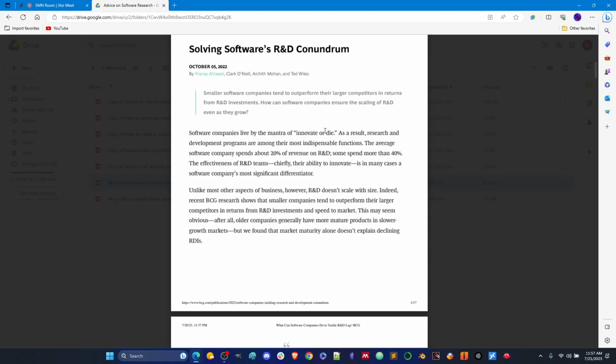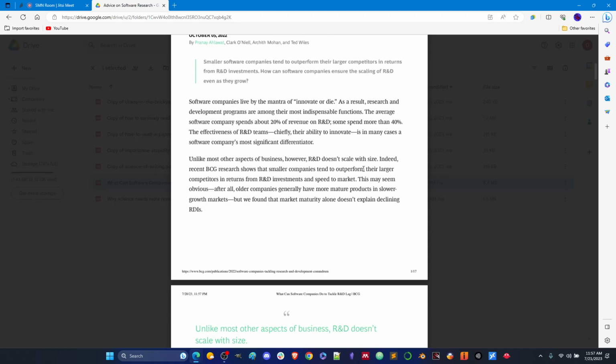Software companies live by the mantra of innovate or die. As a result, research and development programs are among their most indispensable functions. The average software company spends about 20% of revenue on R&D. Some spend more than 40%. The effectiveness of R&D teams, chiefly their ability to innovate, is in many cases a software company's most significant differentiator. So R&D doesn't scale with size. Smaller companies tend to outperform their larger competitors in terms of R&D investments and speed to market. And this is about the institutional inertia Jesse mentioned.